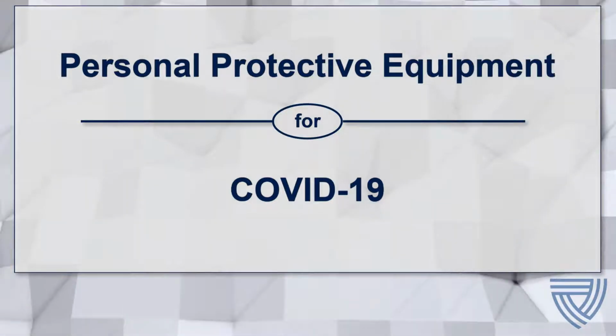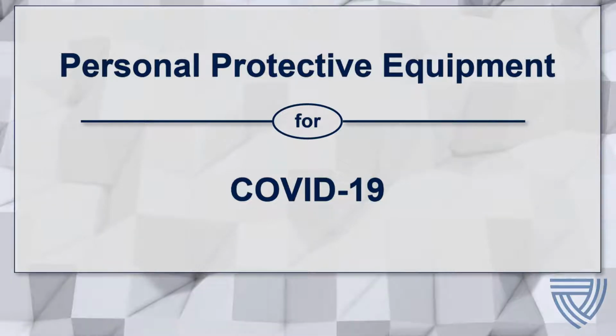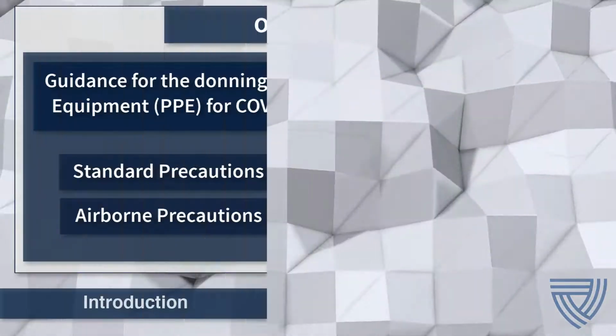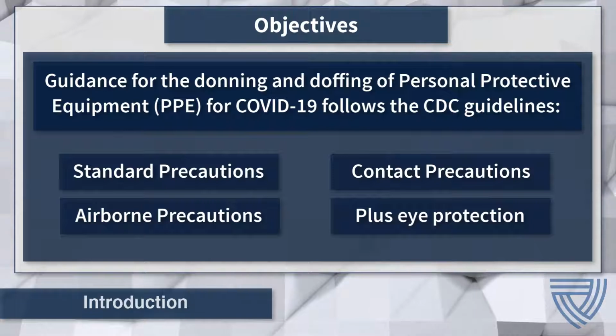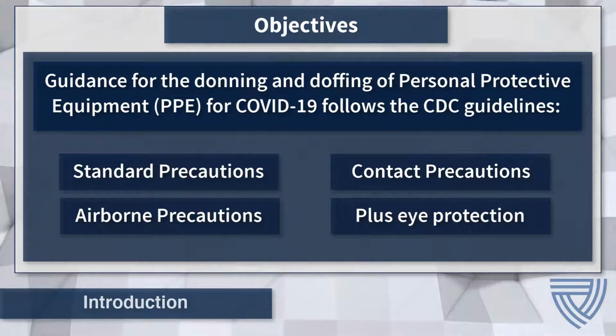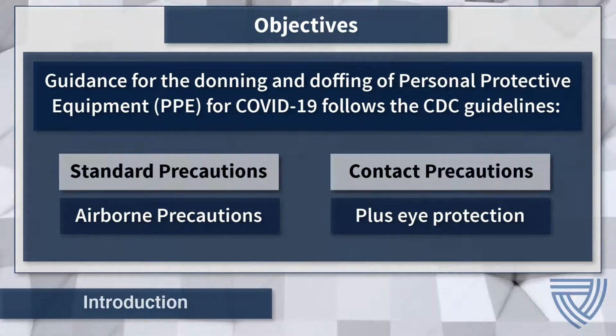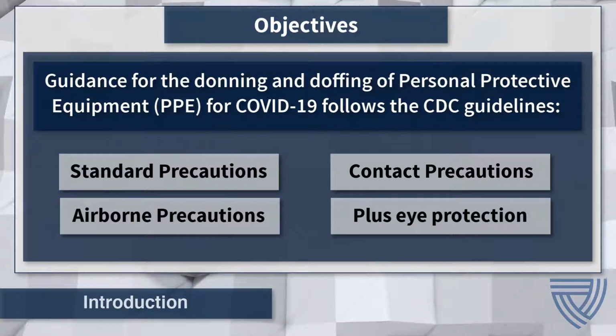Personal protective equipment for healthcare workers caring for patients with coronavirus disease, COVID-19. The following guidance is based on CDC interim infection prevention and control recommendations for patients confirmed with or under investigation for coronavirus disease, COVID-19. CDC guidelines call for strict adherence to standard, contact, and airborne precautions, including the use of eye protection. The information provided in this video is current as of February 15, 2020.